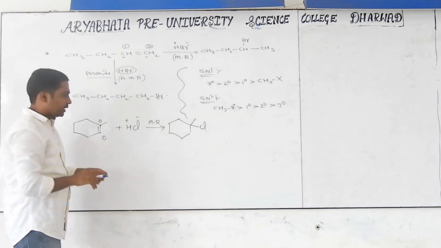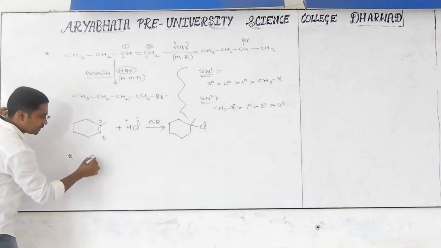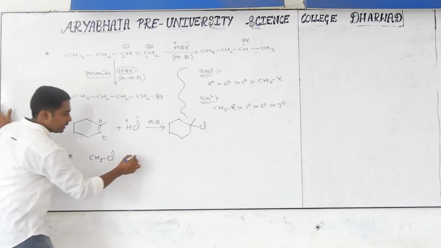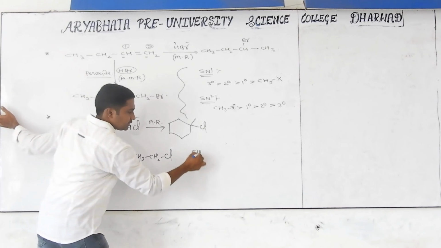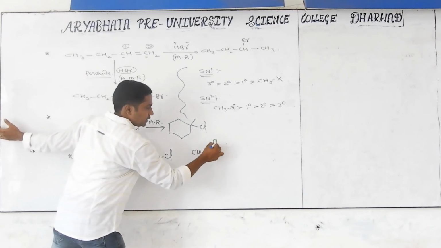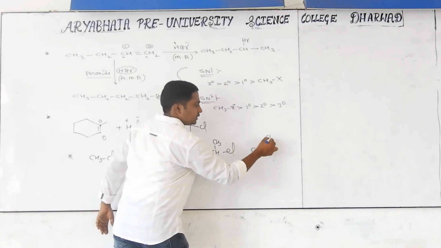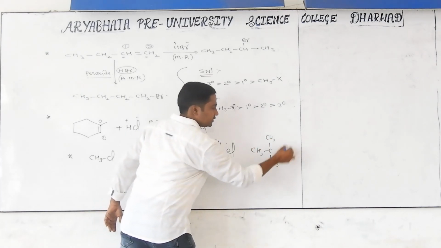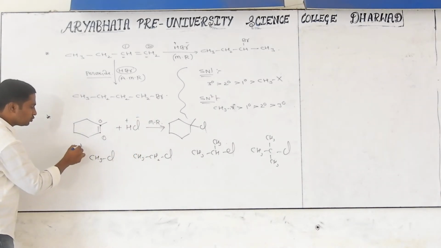Now, the first question I am asking, you have to see carefully. This is also a very important thing. For example, we are given CH3Cl, CH3CH2Cl, and the secondary and tertiary chlorides. What is the reactivity order for the SN2 mechanism?